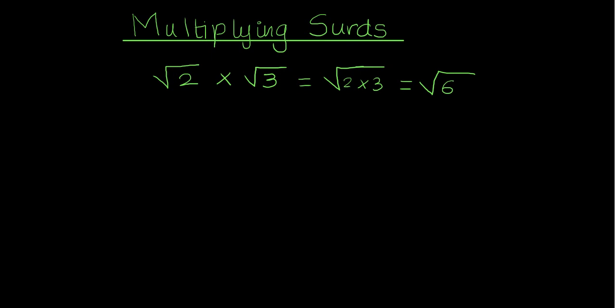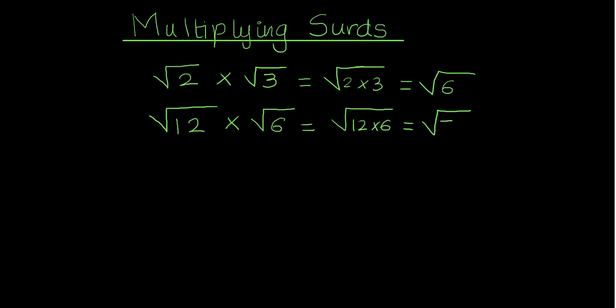Here's another example. I'll have root 12 times, let's say, root 6, and that'll give me root of 12 times 6, which is square root of 72.